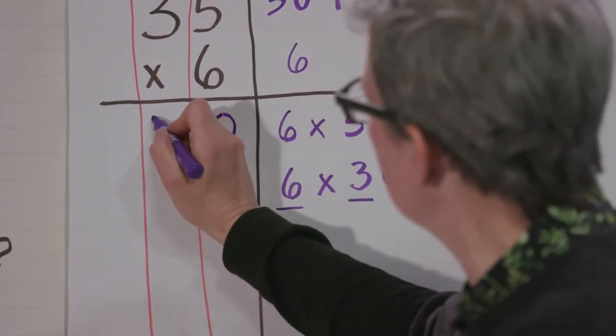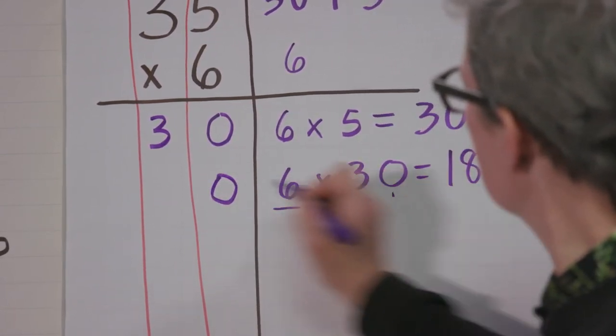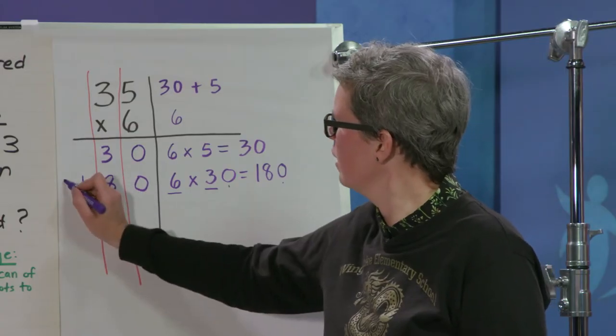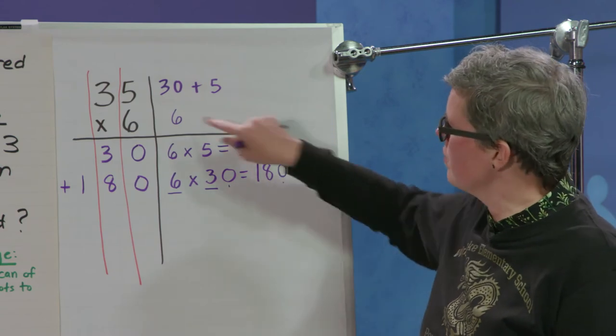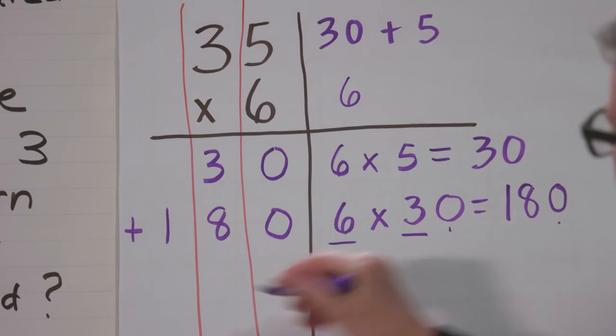0 in the 1s, 3 in the 10s. 0 in the 1s, 8 in the 10s, 1 in the 100s. Okay? So partial products is we took it apart, and then we found the product of 6 and 5 and 6 and 30. Then we have to put them together.